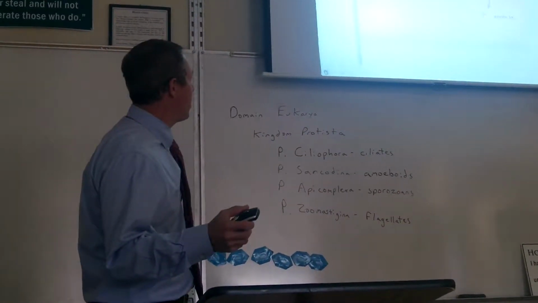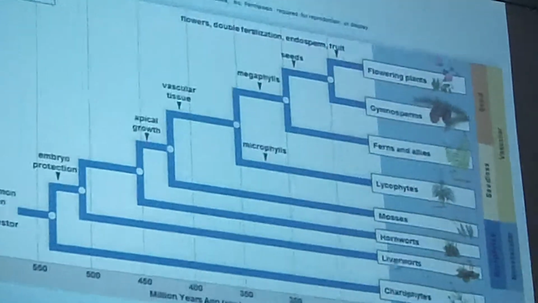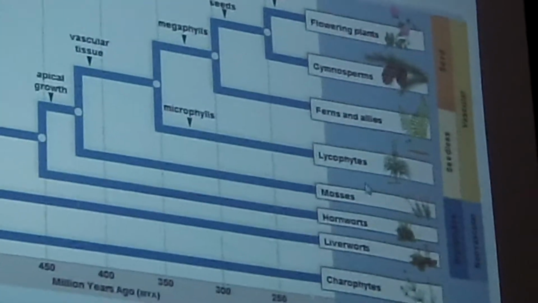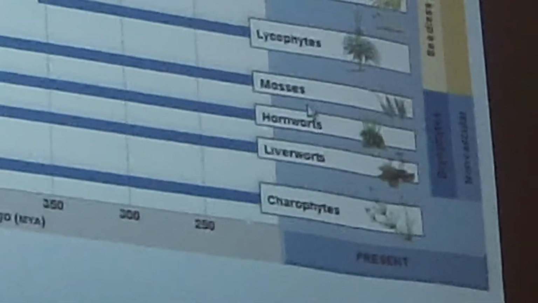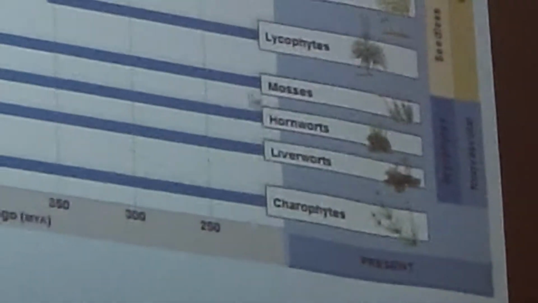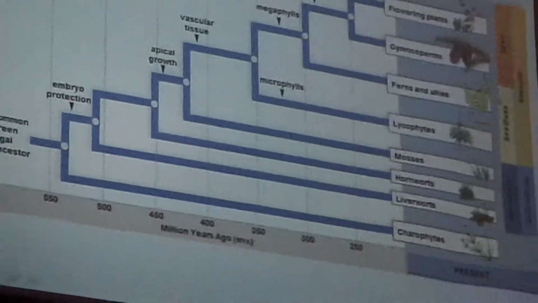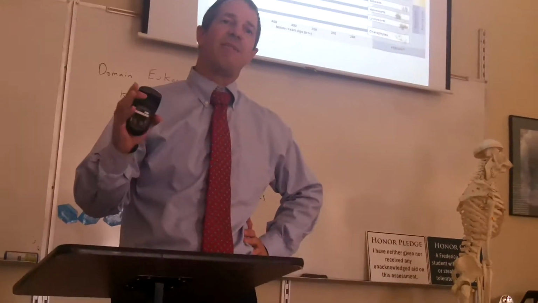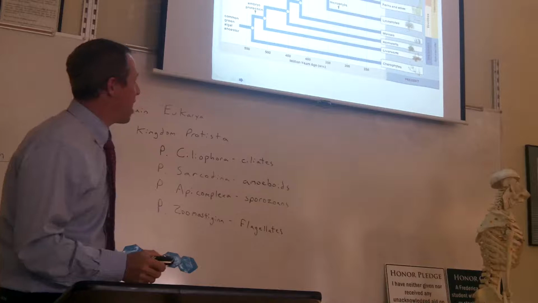So let me back up here to this evolutionary tree. These three right here are able to grow on land, but since they don't have what we call vascular tissue, they're all low-growing plants. Y'all have probably heard of mosses before. Around here, when we say mosses, we're talking about Spanish moss usually. And that's not these kind of mosses.